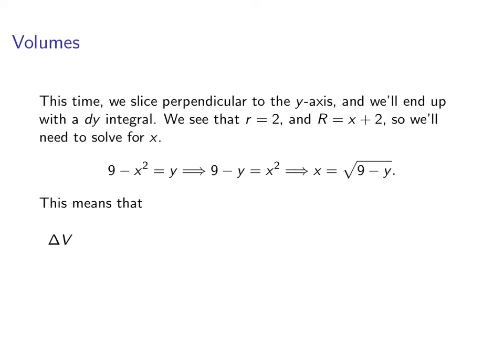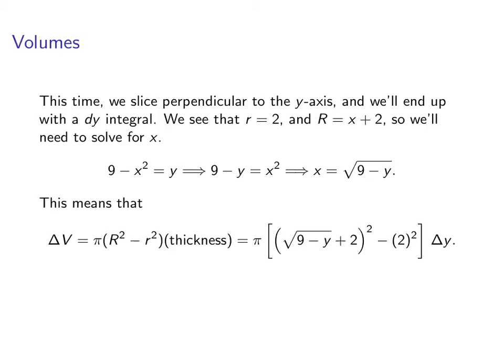All right, so we can write down an expression for the volume of a slice. It doesn't matter whether you're slicing vertically or horizontally. If you're using the washer method, then the volume of the slice is pi times big R squared minus little r squared times the thickness. So this is pi times the quantity radical 9 minus y plus 2, squared, minus 2 squared, times delta y.